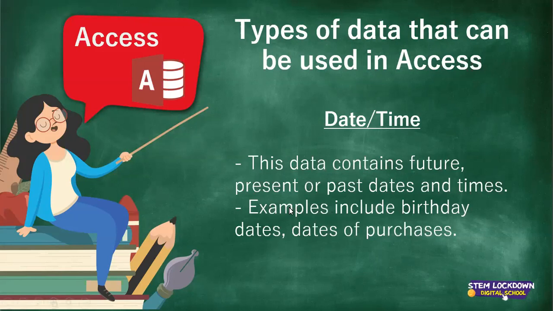Some examples include birthdays, dates, possibly the date that a company purchased a product, or the date that the product was sold. Any sort of dates or times that you want to put into a database would be stored as a date time type of data.